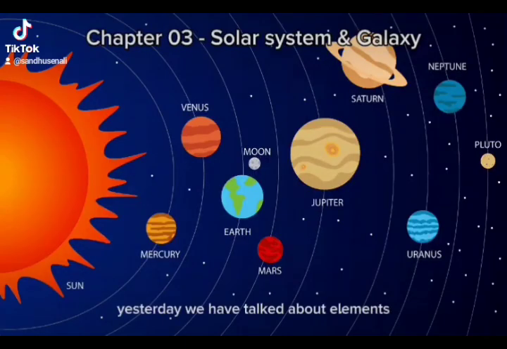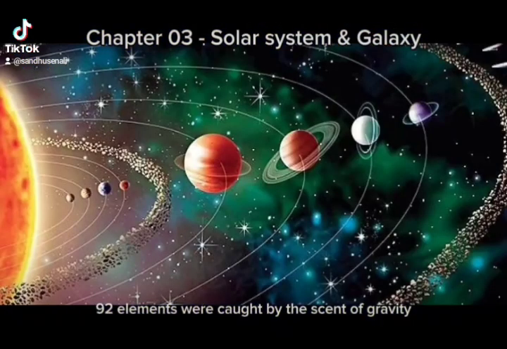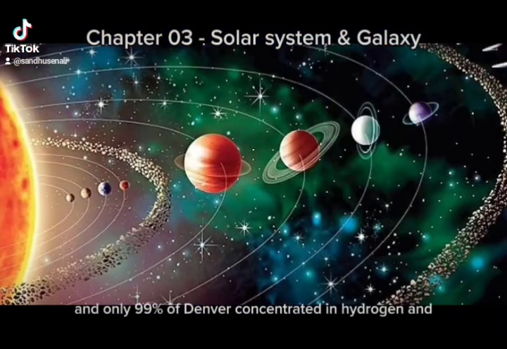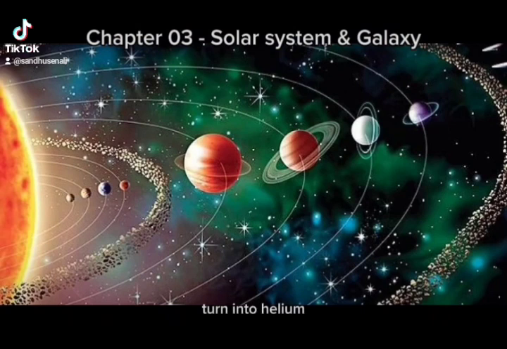Yesterday we have talked about elements. Today we are going to talk about solar system and galaxy. In this way, many clouds containing 92 elements were caught by the center of gravity, and only 99% of them were concentrated in hydrogen and turned into helium, creating a huge sun.